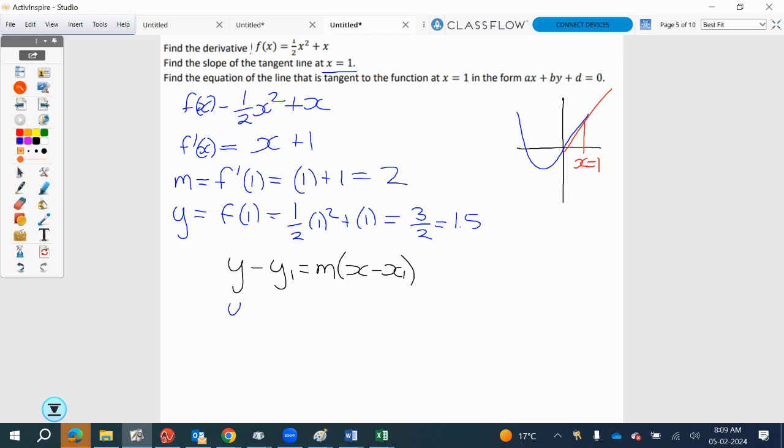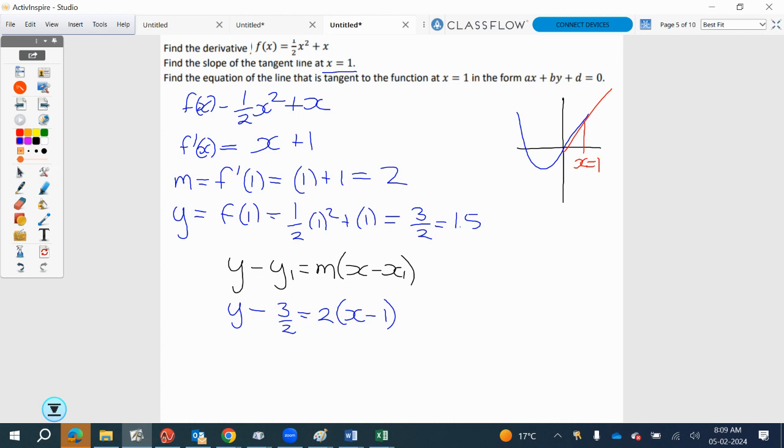So let's put our values in. Our y value we got was 3 over 2. Our gradient we got was 2. And our x value is 1. So this is the equation of the tangent line.